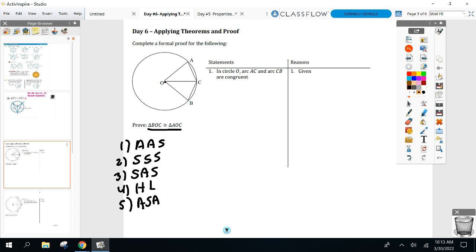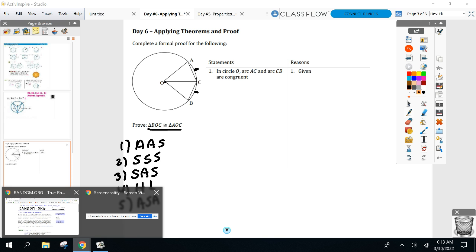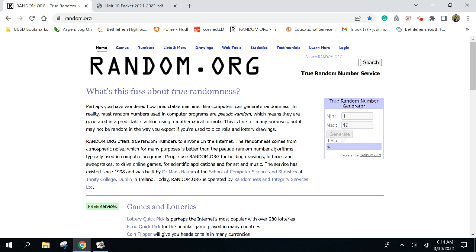All right, ready to get to it. Let's use our theorems from yesterday. I got arc AC and arc CB are congruent, given to me. So we can just mark those with hash marks. Now it's on you. If those arcs are congruent, anybody want to tell me any facts that are true on this diagram? Sides or angles, doesn't matter.